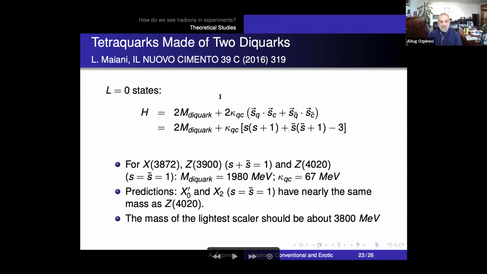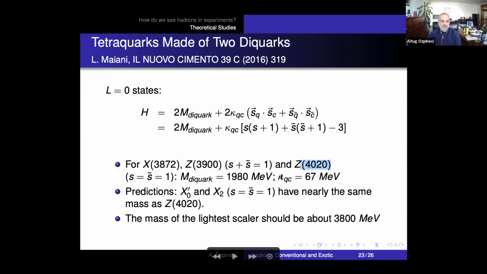Of course, if you have such a model, to identify these parameters, you should also identify some mesons. What are the possible observed mesons that can fit in this picture? Well, X3872 is one of the most popular exotic state candidates, since we have the most data on that. And we can identify these spins, S and S bar. They are the total spins of the diquarks, which can be 0 or 1. If we pick suitable observed mesons like X3872, Z3900 and Z4020, you have three mesons and two parameters. Well, you can fit them. You can determine the two parameters, in fact, just using two of them, and then determine the other one. And well, these are the parameters.